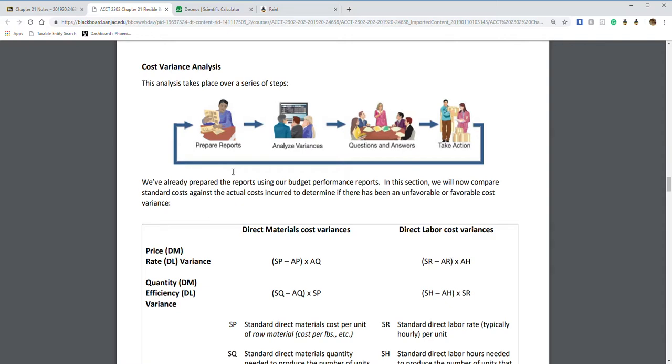Again, we love graphics. So here's the graphics right here. First thing that happens is, we're always going to prepare the reports. We're going to get our budgets going. We're going to compare them. And we're going to analyze these variances. Why is it this? Why is it that? Why can't the chicken cross the road? You know, all these variances.